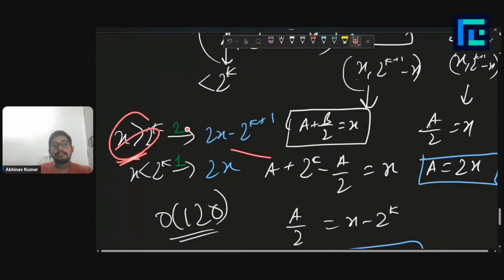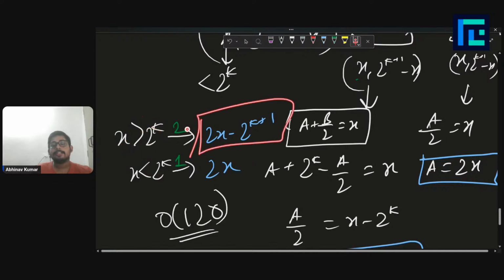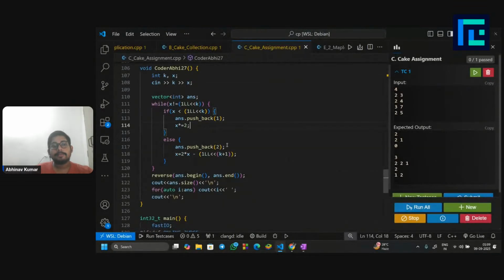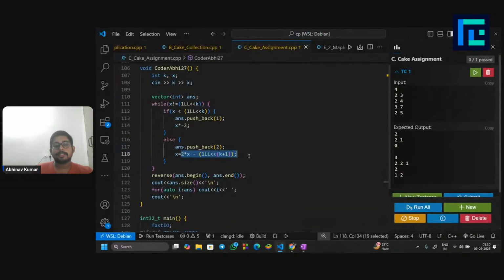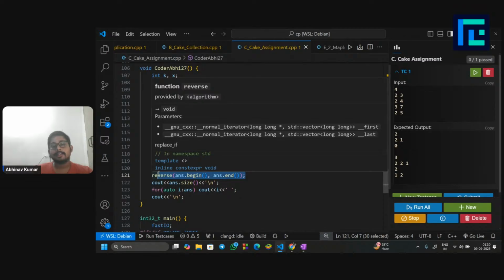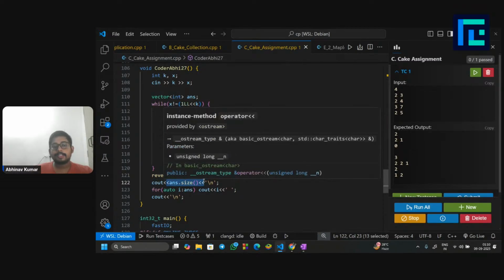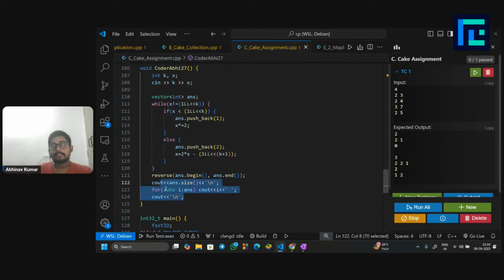Otherwise, if x is greater than 2 to the power k, we apply operation number 2 and make x equal to 2x minus 2 to the power k plus 1. Okay. After doing this, if we reverse our answer vector, that is our answer in the correct order. And we can print the size of the answer and all the elements of the answer. Okay. I hope the code is clear.